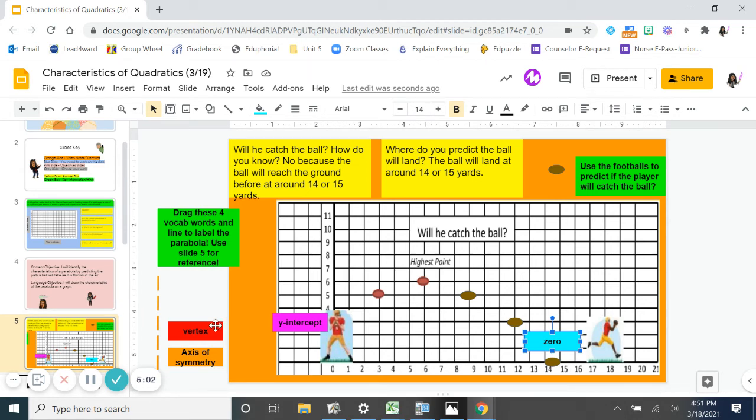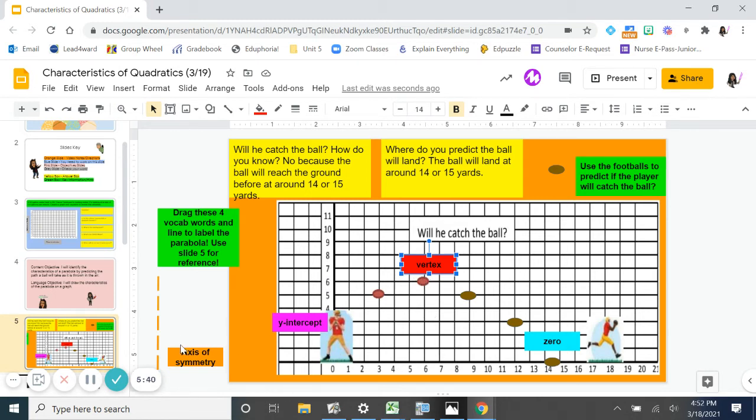Okay. Some new words, vertex. A vertex, if you don't remember, probably from maybe last year in 7th grade, vertex means like a point. And in this case, the vertex is always the highest point on the graph. So I'm going to drag my vertex to the highest point of that parabola. So that ball was going up and up and up until this point right here, and then it started to go down this way. So my highest point, or my vertex, is that point right there. At 6 yards, the ball was 6 feet in the air. That is my vertex.